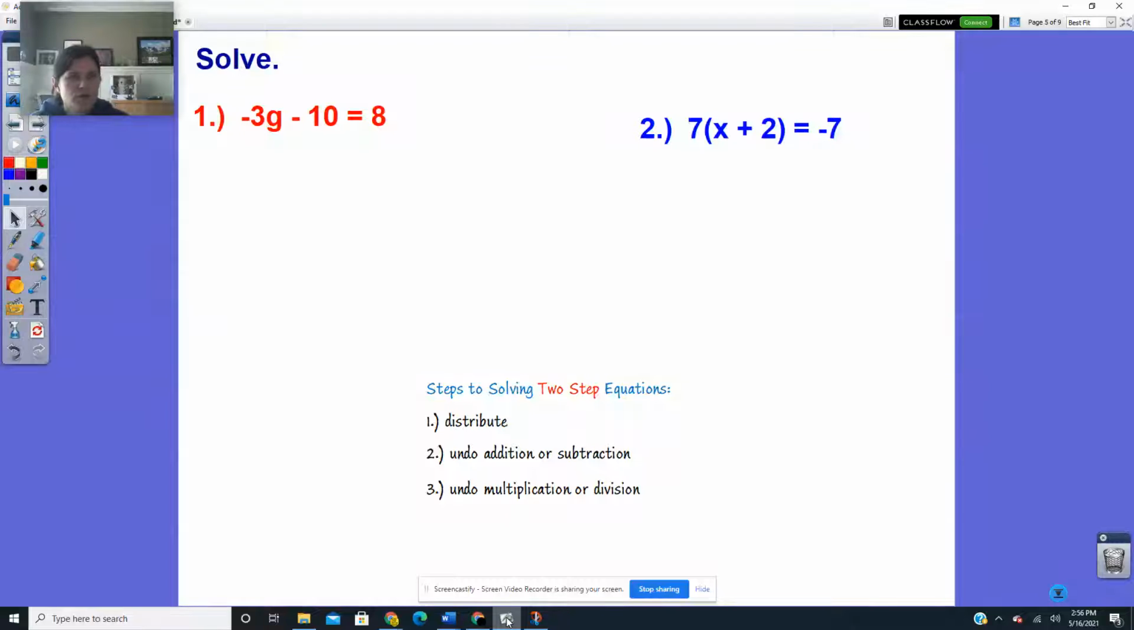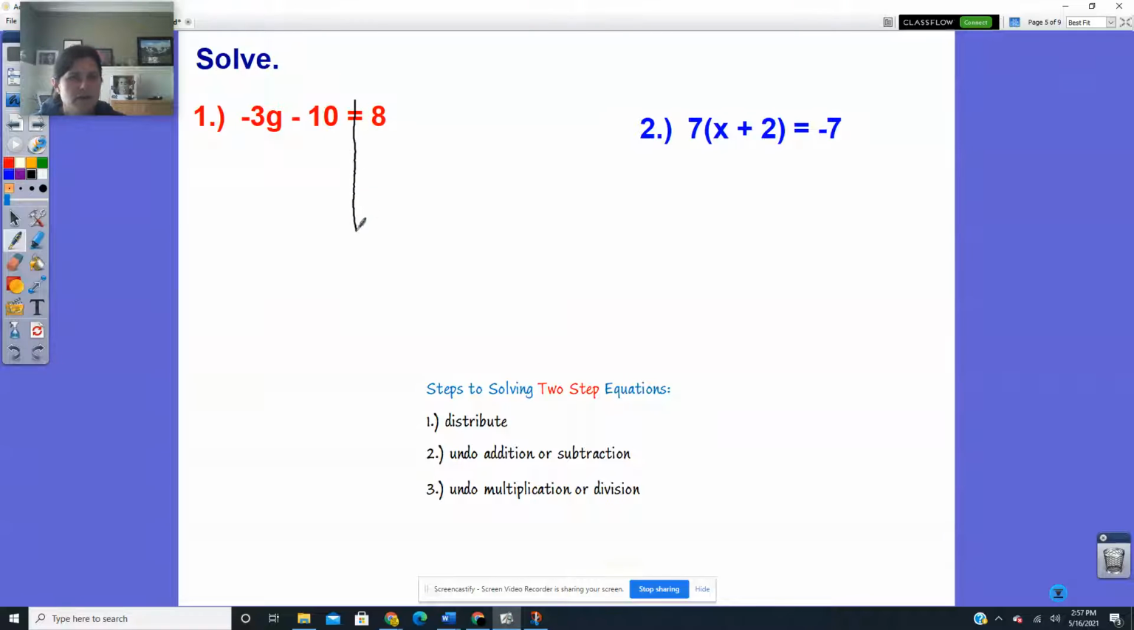Okay, today we're going to do a quick review on solving two-step equations to help you get ready for your retest. So, there are really two main steps, but we also have the distributive property sometimes. So we need to undo the distributive property first, and then our two main steps are we undo addition or subtraction first, and then multiplication or division. So let's get started with number one.